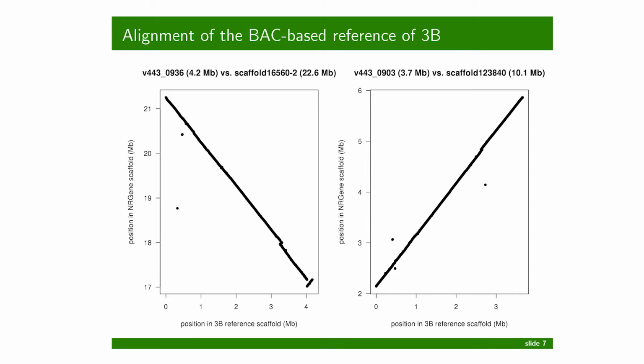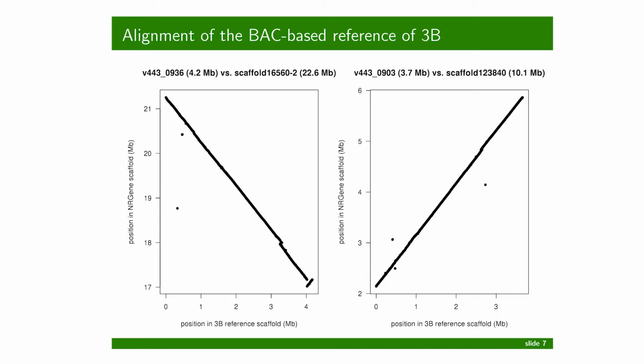As another step of validation, we took a finished BAC-based reference sequence of 1 wheat chromosome, chromosome 3B, that was published in Science in 2014, and we looked at all the scaffolds. This plot shows the alignment of the 2 largest 3B scaffolds to the NRGene scaffolds, and you can see that the complete sequence of these BAC-based scaffolds is also present in the NRGene assembly with perfect collinearity, except for here we have an inversion, but we don't know which of the assemblies is wrong here.